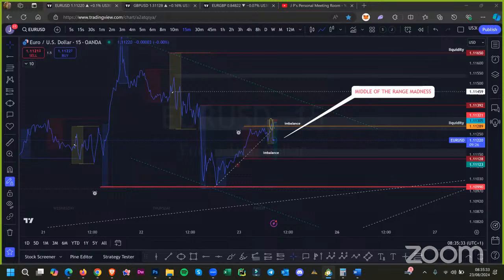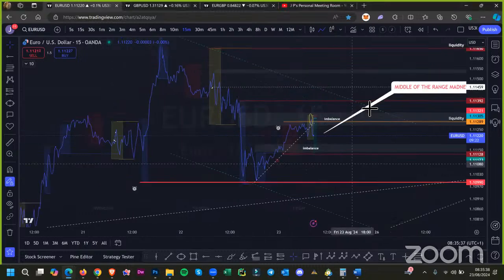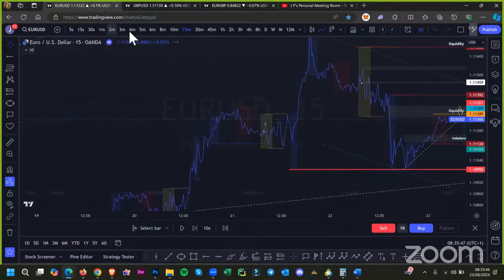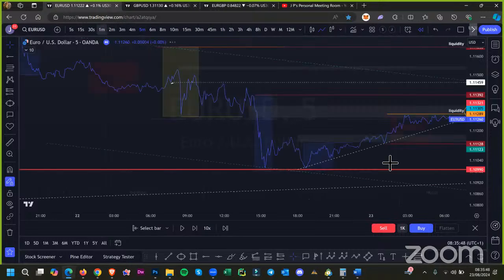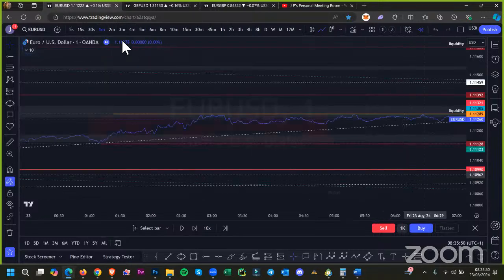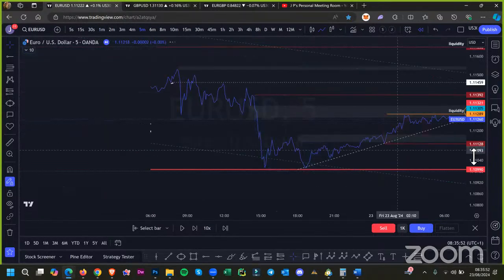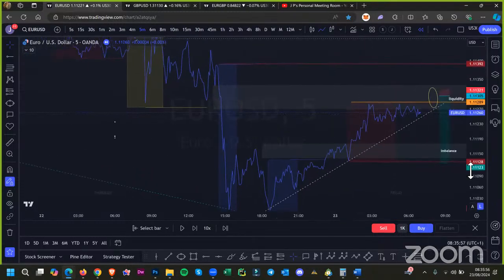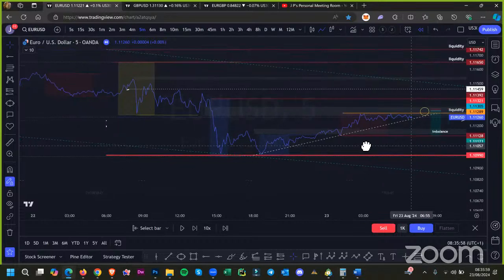So first and foremost, if I was looking at this chart, let me rewind to about here. I'm going to drop my time frame down to 5 minutes, for argument's sake. So I wake up in the morning. What's the first thing that I want to understand? And don't forget, obviously, the trend.